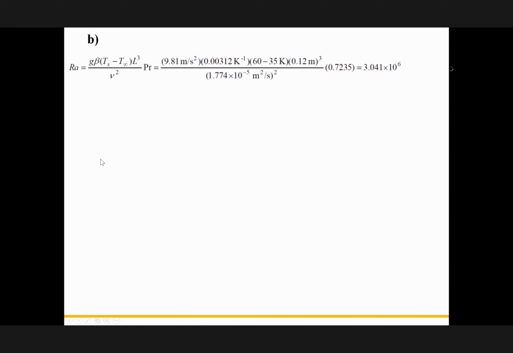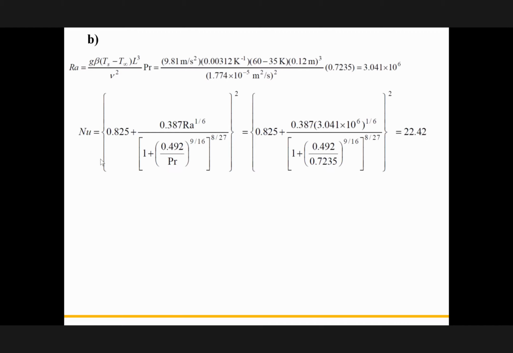Then I can go back and calculate the ratio of the Rayleigh number to the forced convection, or just out of curiosity I can calculate the Nusselt number. And we find the Nusselt number here like this, okay? This is one of the correlations that you have for a vertical plate. You can use this one, or you can use the other equation. If you remember, this one is for the whole range.